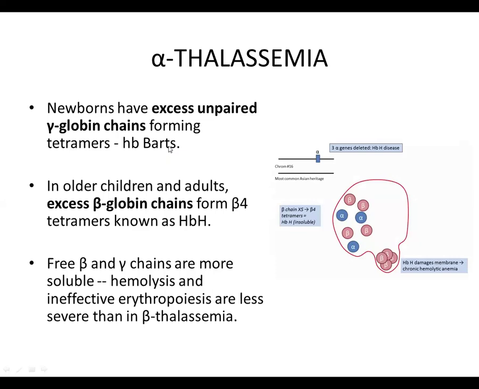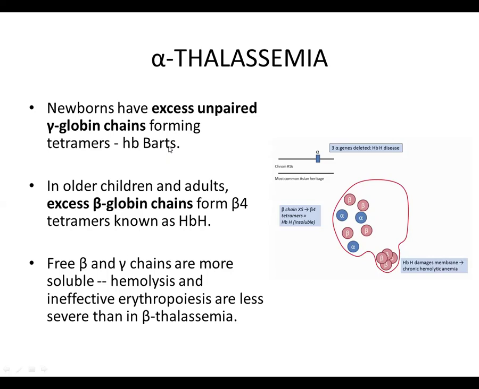Now, newborns who have excess unpaired gamma globin chains form gamma tetramers, which are called hemoglobin Barts. In older children and adults, the excess beta globin chains form tetramers, which are called hemoglobin H. And free beta and gamma chains are more soluble. Therefore, hemolysis and ineffective erythropoiesis are less in alpha thalassemia as compared to beta thalassemia.